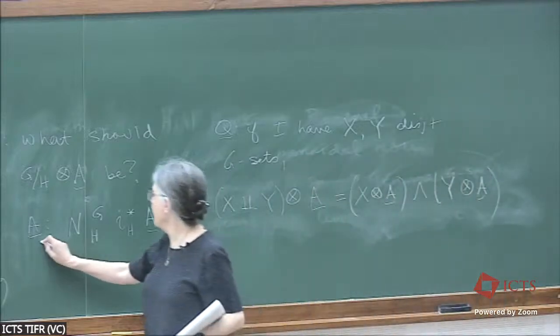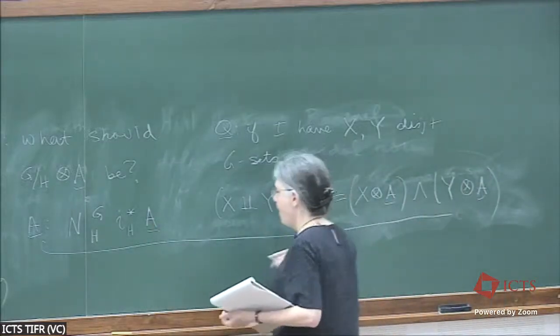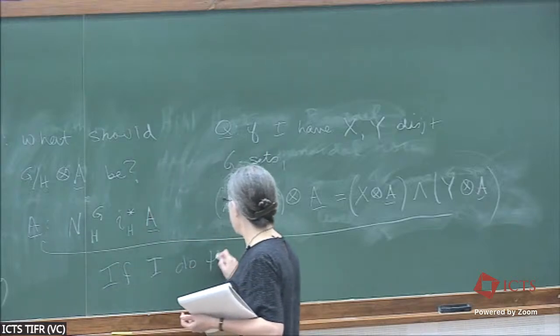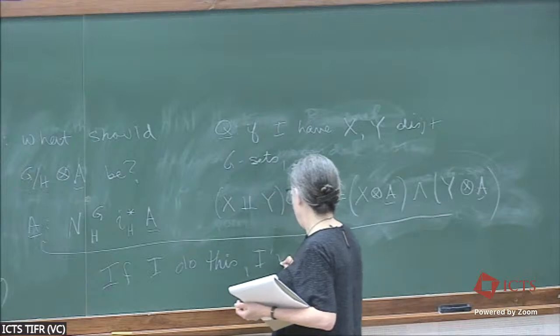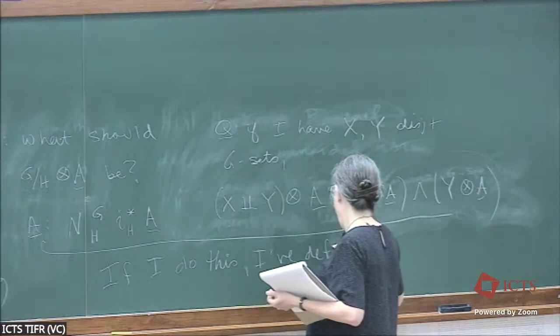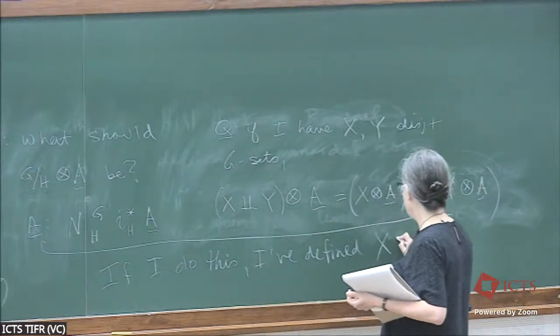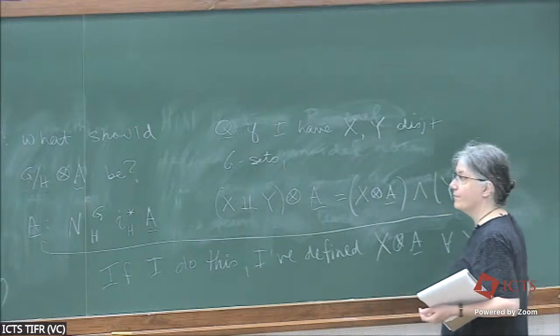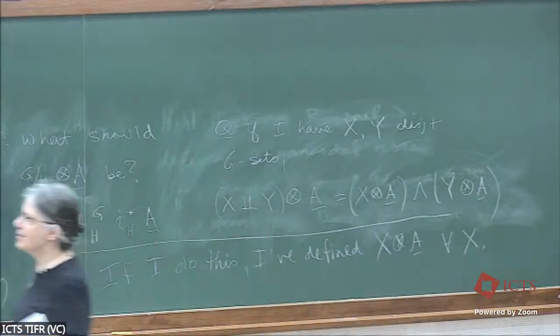But if I do this, I've defined X tensor A for all finite G sets X. But I haven't shown that it's natural.